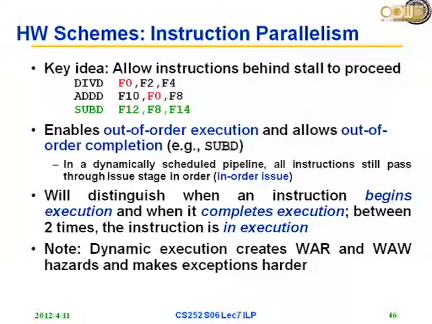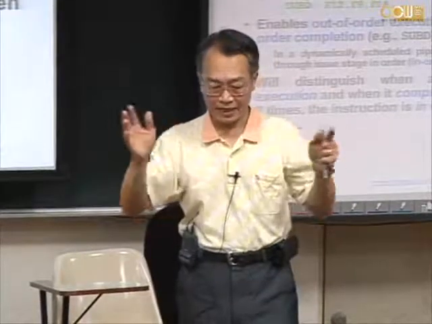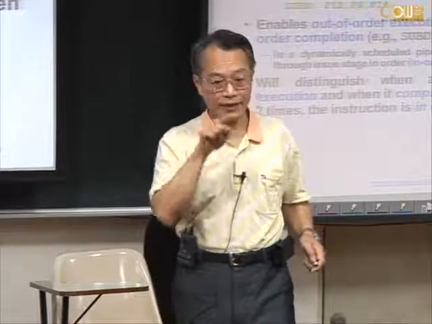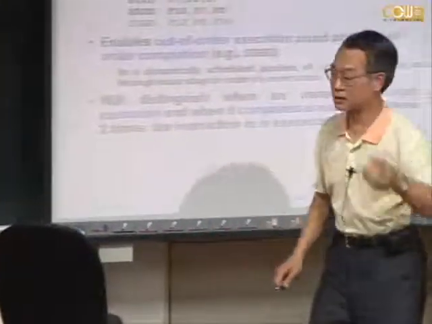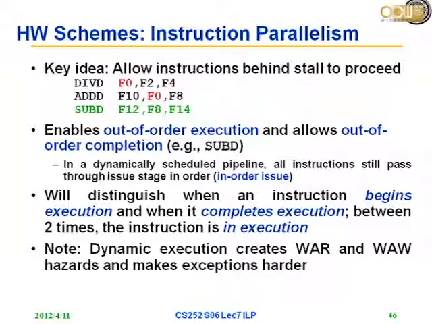Okay, so we need to distinguish between fetch of an instruction, decode of an instruction, issue of an instruction, start of execution of an instruction, completion of execution of an instruction, and commit of an instruction. So during the life cycle of an instruction, we need to identify different time stages.